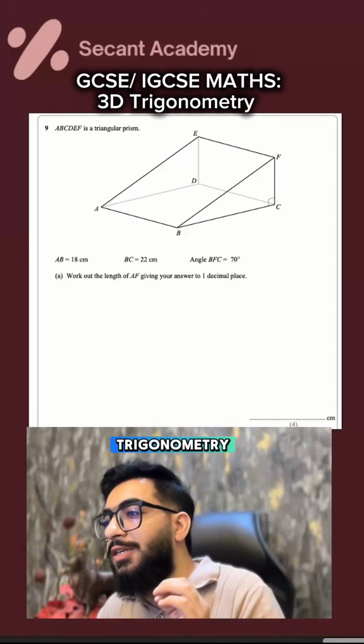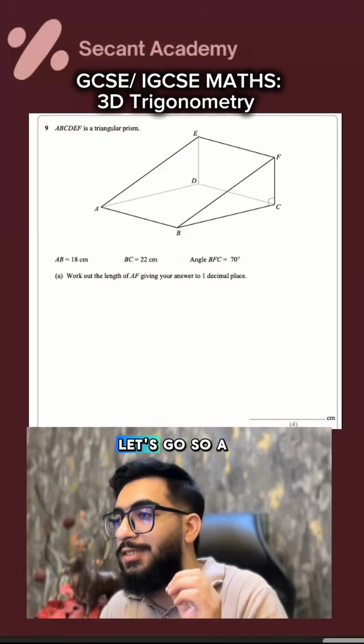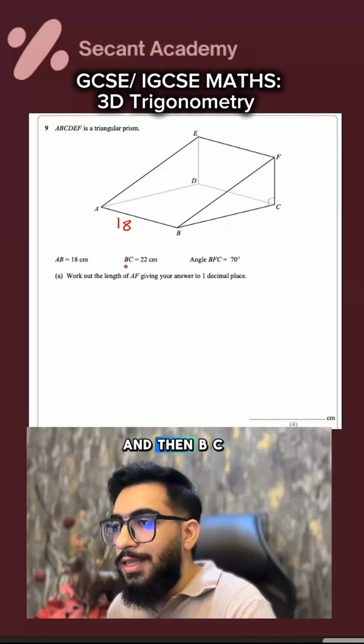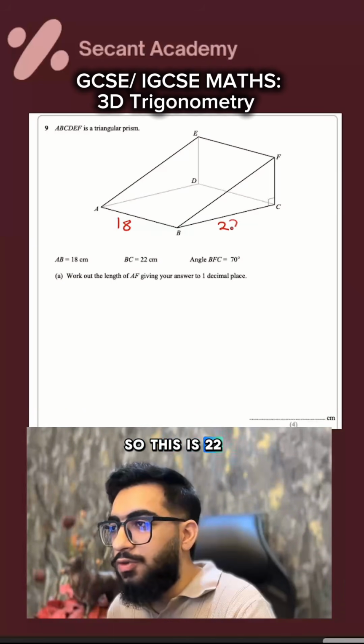GCSE Maths 3D trigonometry question under 90 seconds. Let's go. So ABCDEF is a triangular prism. AB is 18 centimeters, so this is 18. And then BC is 22, so this is 22. And angle BFC is 70 degrees, so this angle would be 70 degrees.